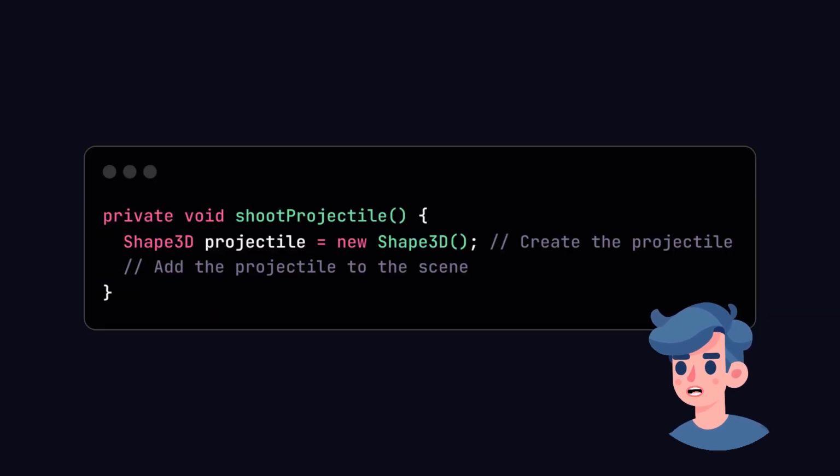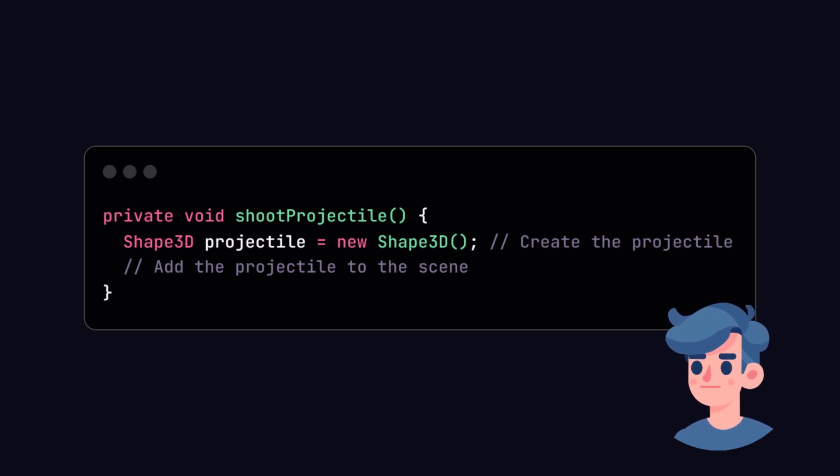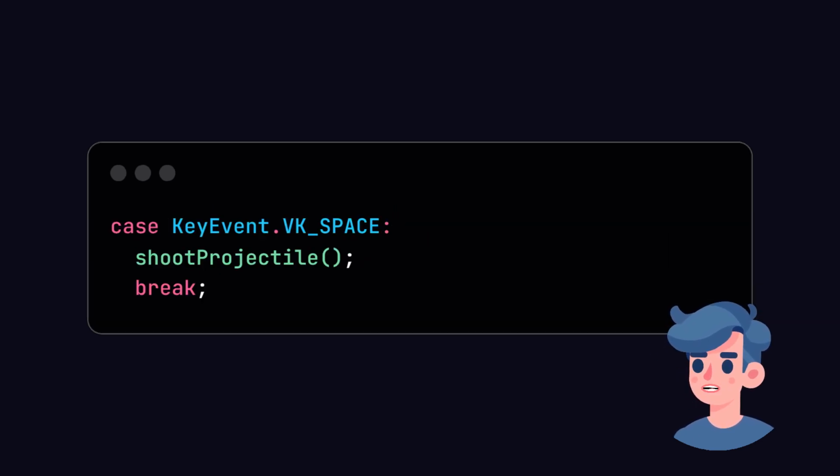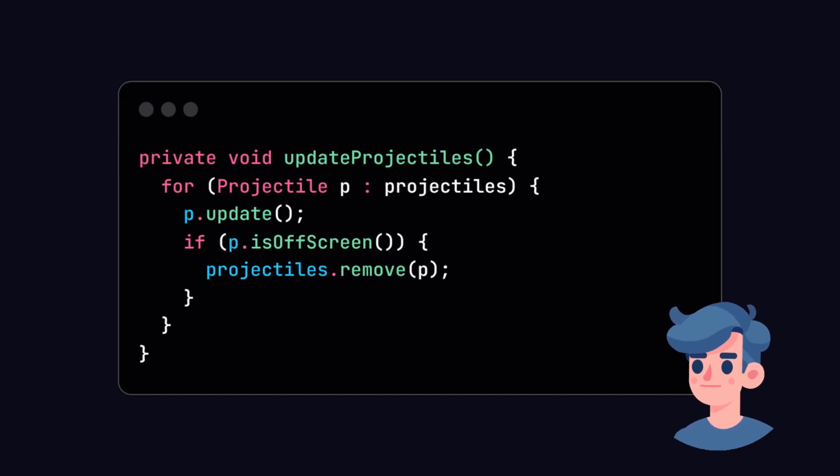Next, we'll implement a shooting mechanism. To do this, we'll create projectiles that are fired from our spaceship. Each projectile will also be a simple box shape that moves forward in the scene. To handle shooting, we'll listen for the spacebar key press. When the player presses space, a new projectile will be created and launched forward. To actually animate the projectile, we need to update its position in our game loop. Create a method that updates the position of all active projectiles and remove any that are off-screen.